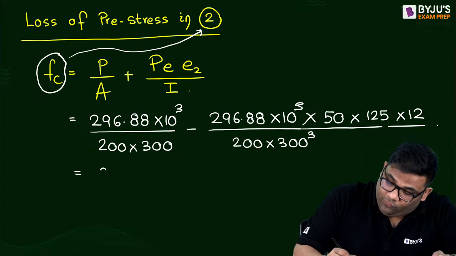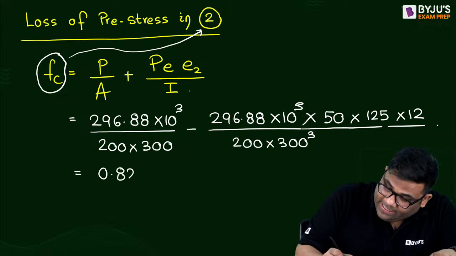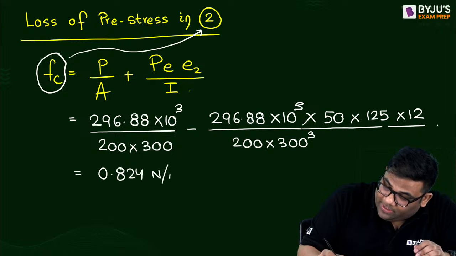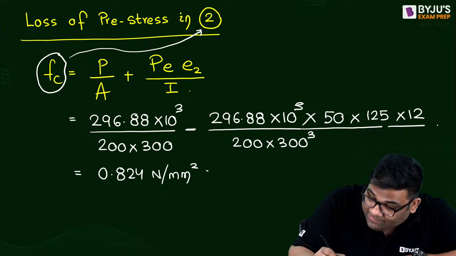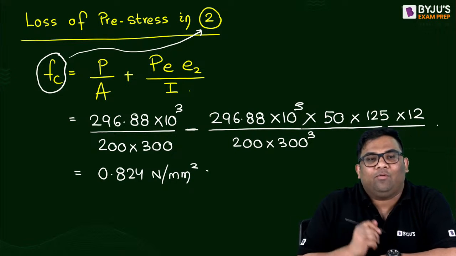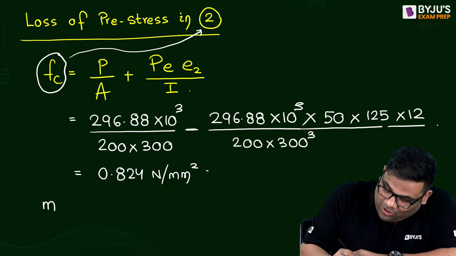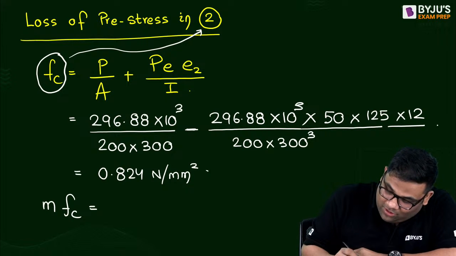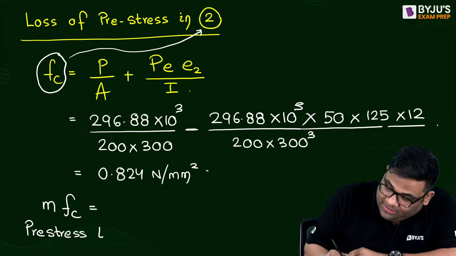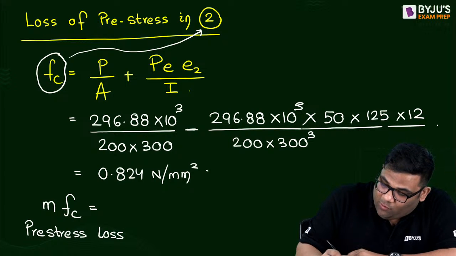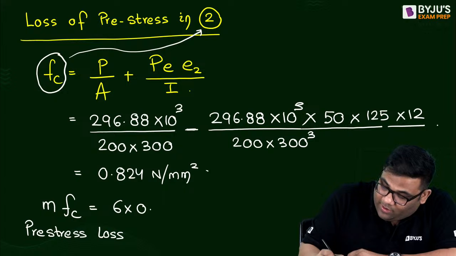0.824, very good. 0.824 Newton per mm square. You can see you are getting a smaller value. Why? Because the negative sign was there, so it became less. So what is the pre-stress loss? The pre-stress loss is equal to how much?